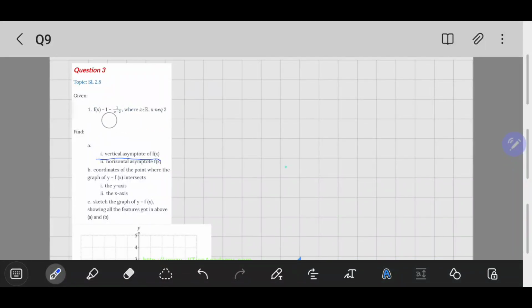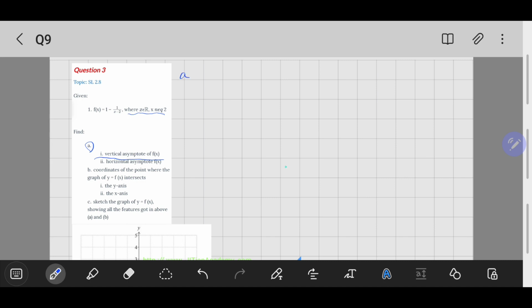Today we are doing question 3, where we're given the function f(x) equal to 1 minus 1 over x minus 2, where x is all real numbers and x cannot equal 2, sorry. Now for question A, part I, we're first asked to find the vertical asymptote of this function f(x).